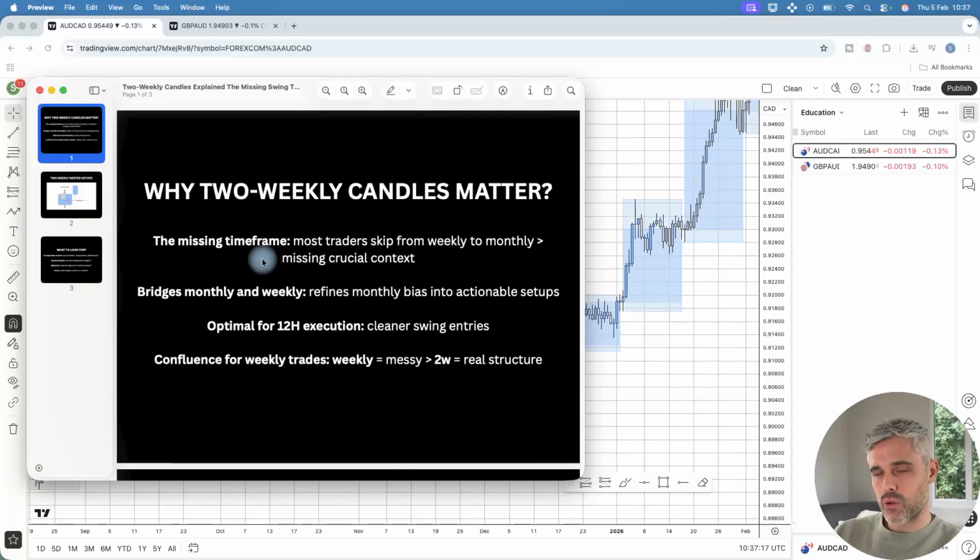It's also amazing confluence when used in conjunction with the weekly time frame. Weekly can sometimes look messy. 2-week provides the real structure. Or what we'll go on to talk about, especially in the next video, is when weekly is actually in conflict with the 2-week. So you need to wait until you get alignment and then you trade.